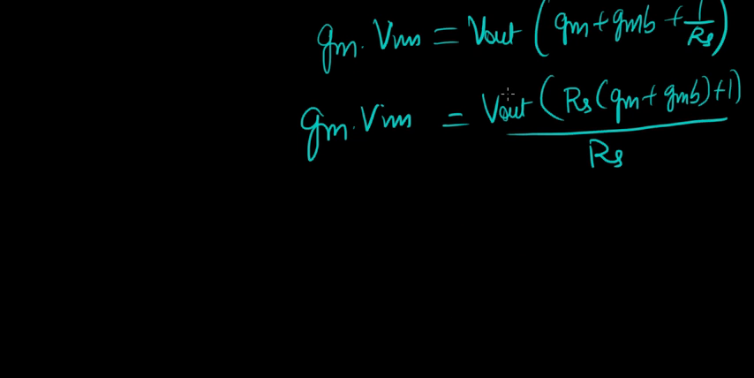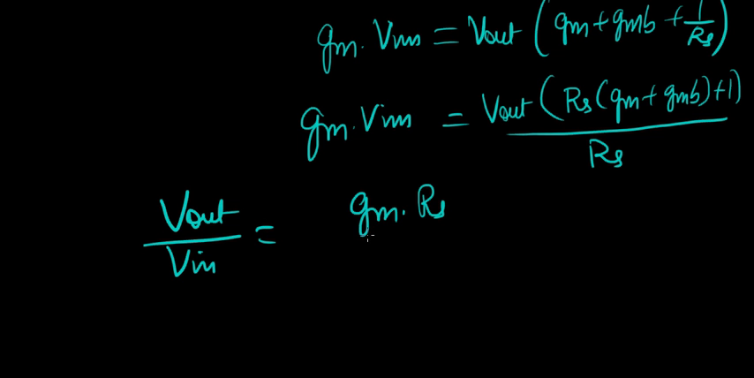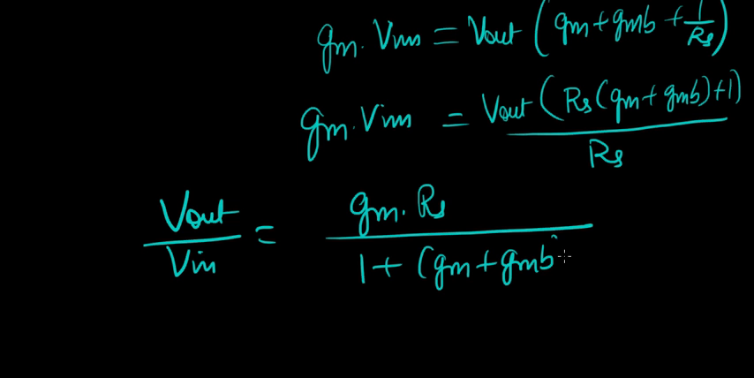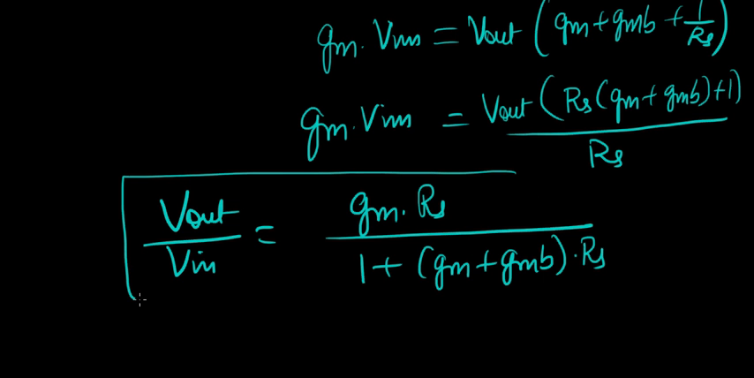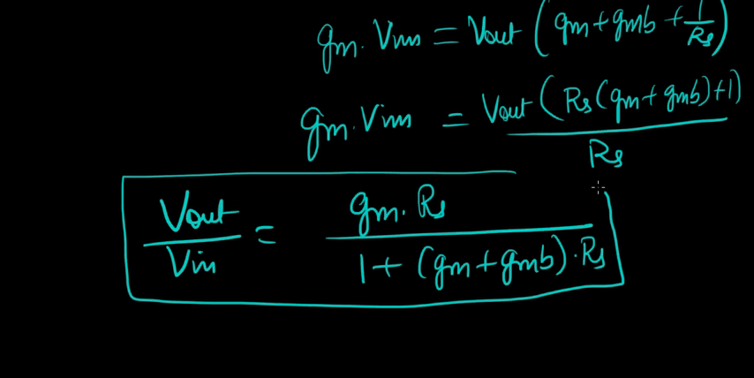So if we can take V in under V out and put it on the left hand side, we get V out over V in equals GM times Rs over 1 plus (GM plus GMB) times Rs. That's it. Got the equation for the gain from the small signal model.